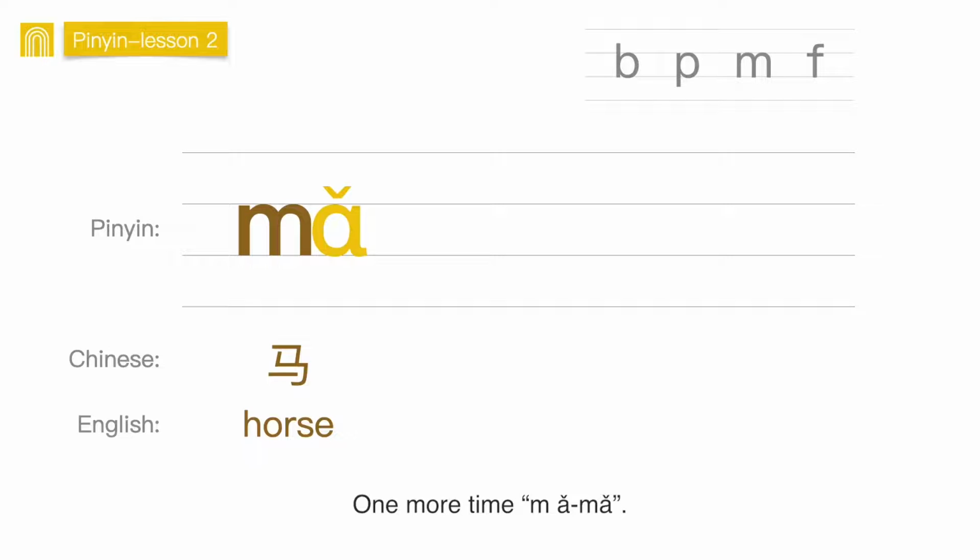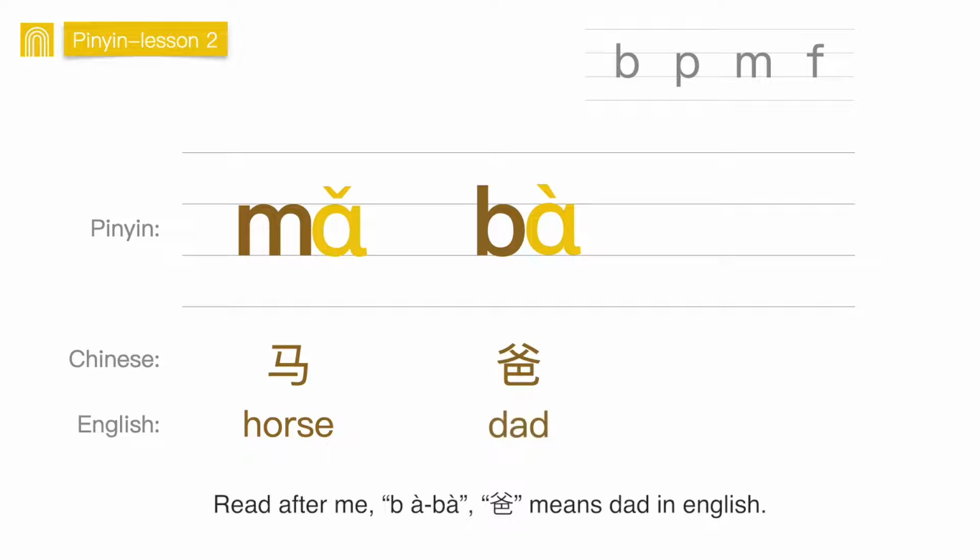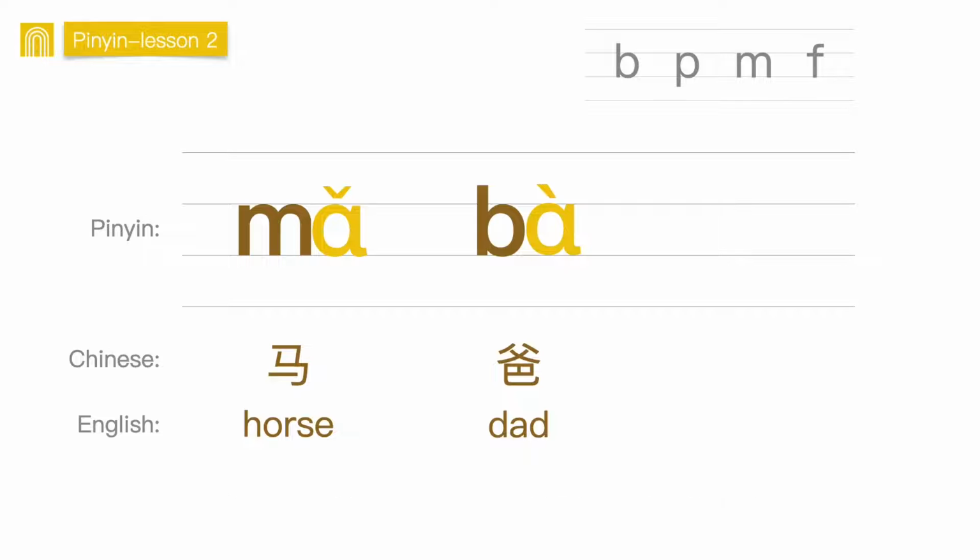One more time. Ma, a, ma. Bo, a, ba. The initial bo. The final a, plus falling tone. A. Read a. Bo, a, ba. Read after me. Bo, a, ba. Ba means dad in English. One more time.